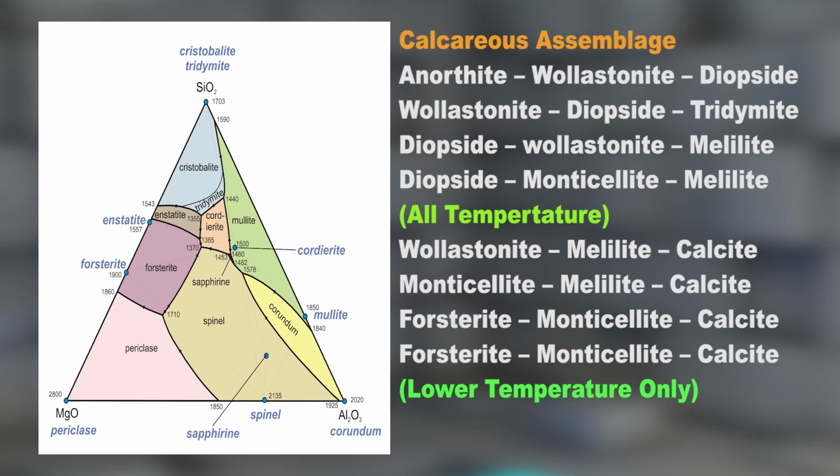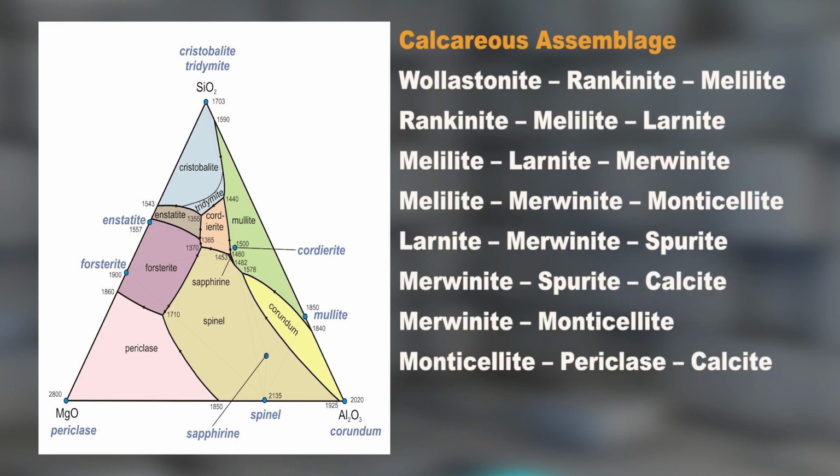Other important assemblages are phosphorite plus monticellite plus calcite at lower temperature only, wollastonite plus runkinite plus millilite, runkinite, millilite and larnite, millilite, larnite, marvinite, millilite, marvinite and monticellite. Another important assemblage is larnite, marvinite, spurrite, marvinite, spurrite, calcite, marvinite, monticellite and monticellite, periclase, calcite.